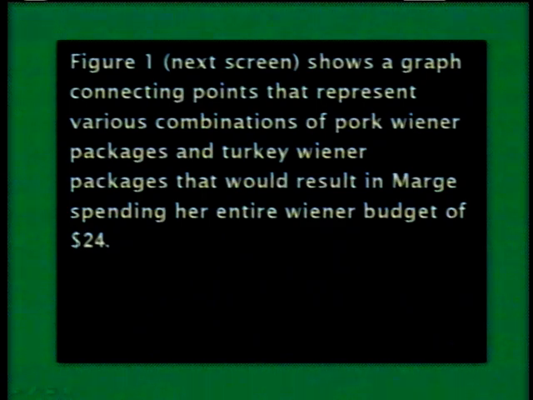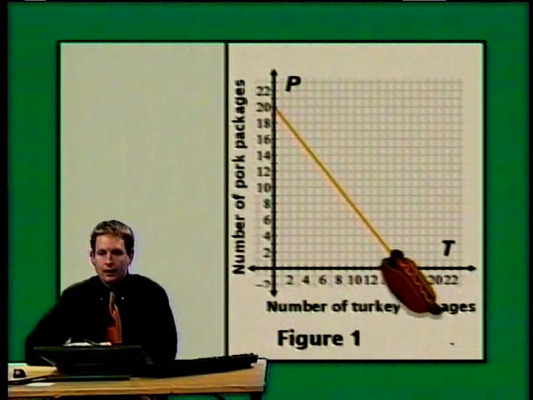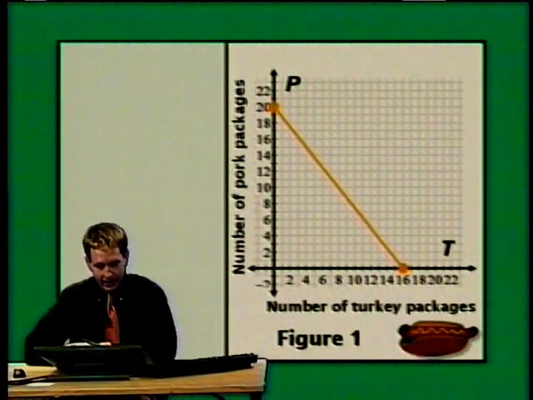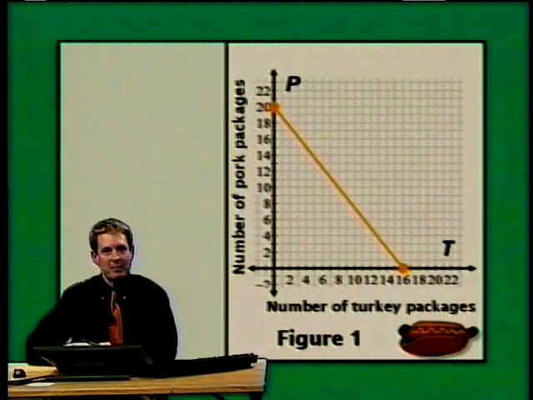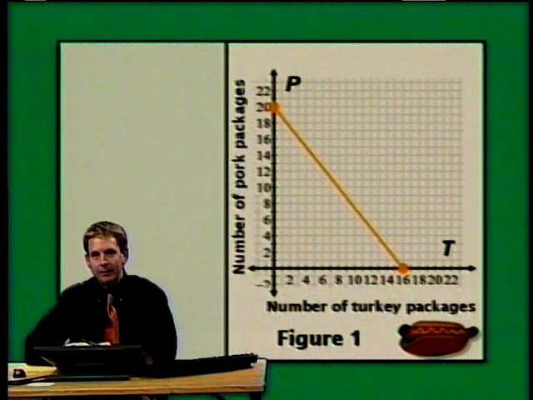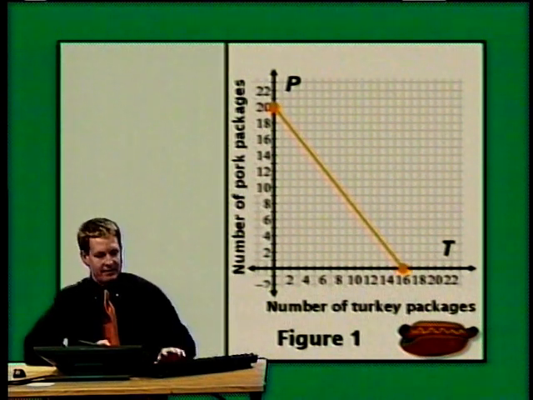Figure 1, which is on the next screen, shows a graph connecting points that represent various combinations of pork wiener packages and turkey wiener packages that will result in Marge spending her entire wiener budget of $24. So here's our wiener graph, and it looks to me like we have the number of turkey packages on the horizontal axis and the number of pork packages on the vertical axis. Let's ask some questions about this graph.